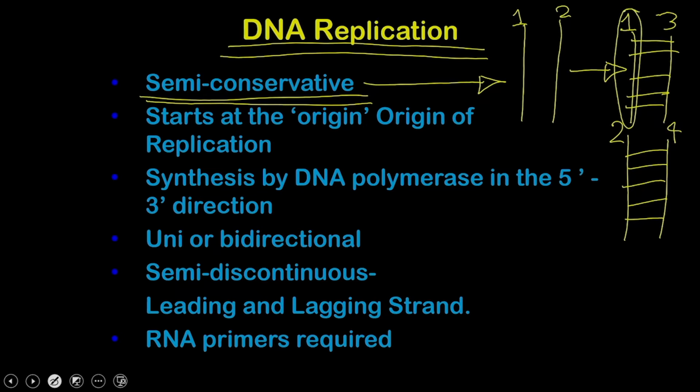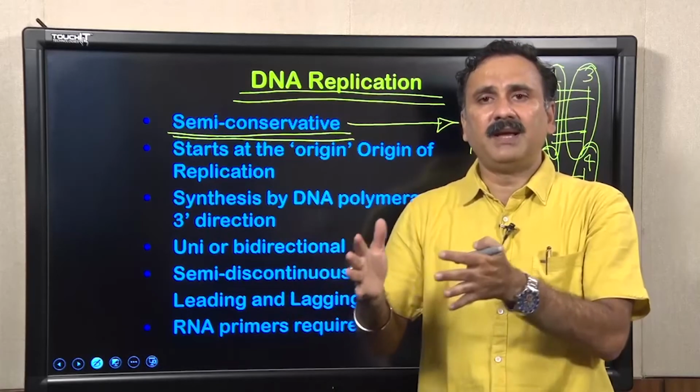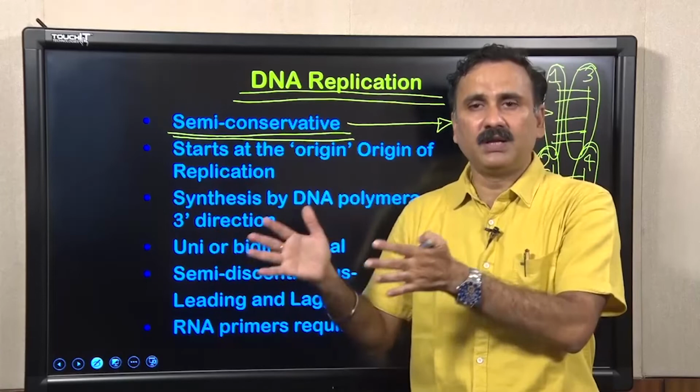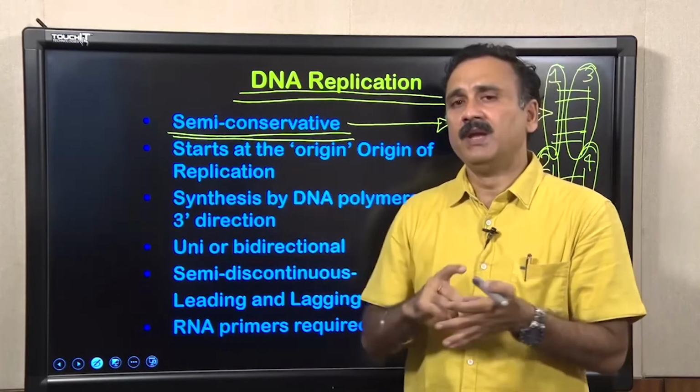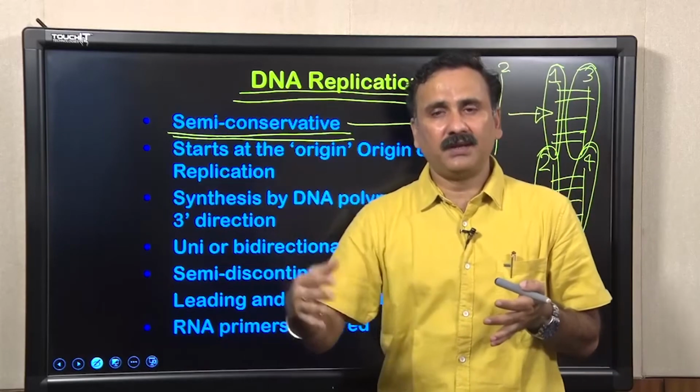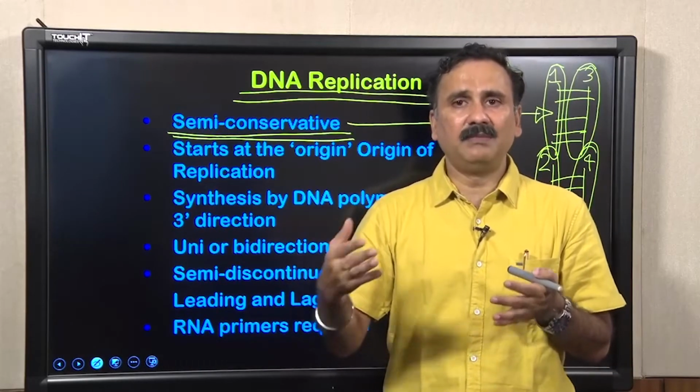So, 1 and 2 are coming from the parents, whereas 3 and 4 are the newly synthesized strands. This means the information in the original DNA is going to be divided into 2, and that is why it is not conservative, which means it is not going to make pairs like 1 2 and 3 4; it is actually going to make pairs like 1 and 3 and 2 and 4. So, that is the semi-conservative mode of replication.